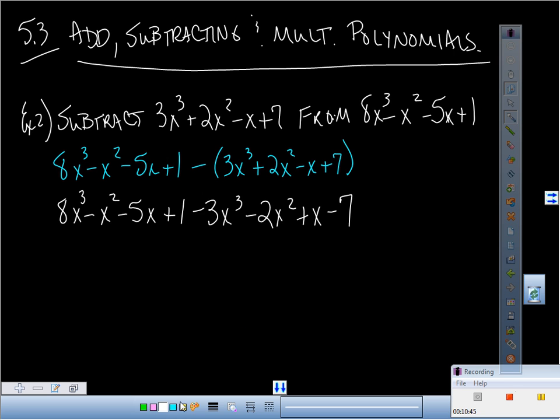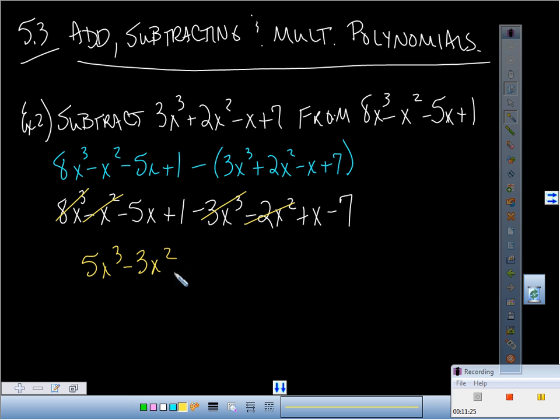Now we're going to collect our like terms, right? Who do I start with? Yeah, your highest power, because it's proper to write it in standard form. So you're going to collect your like terms. This is what I like to do: I cross them out because then I know I've used it, or I accidentally left him out, or whatever the problem may be. What's 8x to the third minus 3x to the third? Perfect. What's a negative x squared and a negative 2x squared?